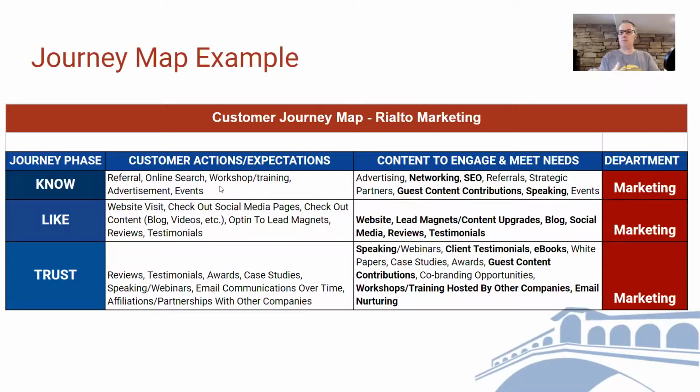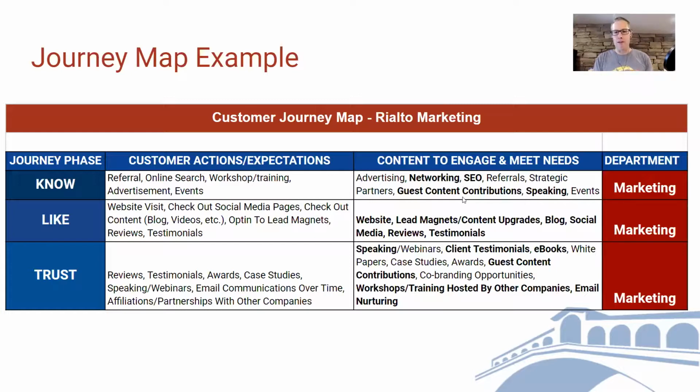So for example, at the know phase, customers might be looking for referrals. They may be doing online searches. They might be taking advantage of going to events or they see an advertisement, or they're going to workshops or trainings, those types of things. So as a business owner, if my clients are doing that, well, what can I do to meet those needs? Well, maybe I'm going to take advantage of paid ads. Maybe I'm going to do Google ads or Facebook ads. If they're getting referrals, well, I need to network with people. If I want to show up in online search results, well, then maybe I need to focus on SEO.